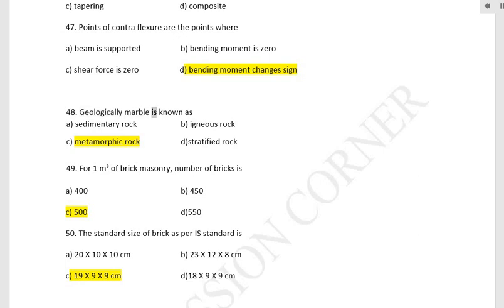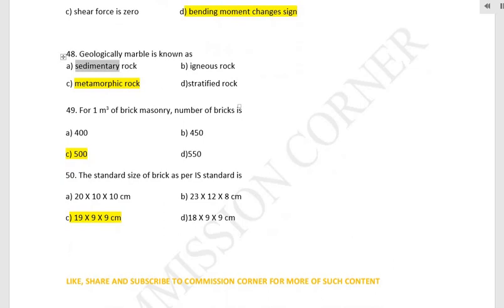Geologically, marble is known as: A. Sedimentary rock. B. Igneous rock. C. Metamorphic rock. D. Stratified rock.